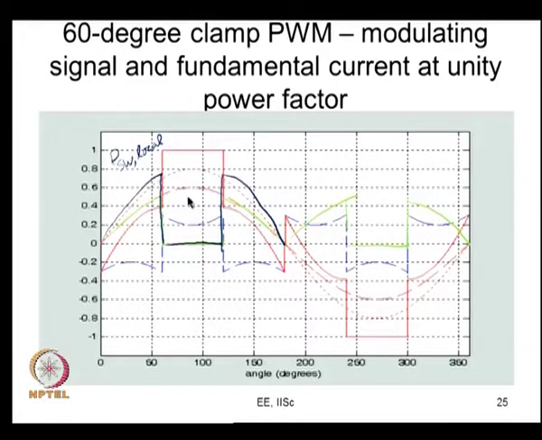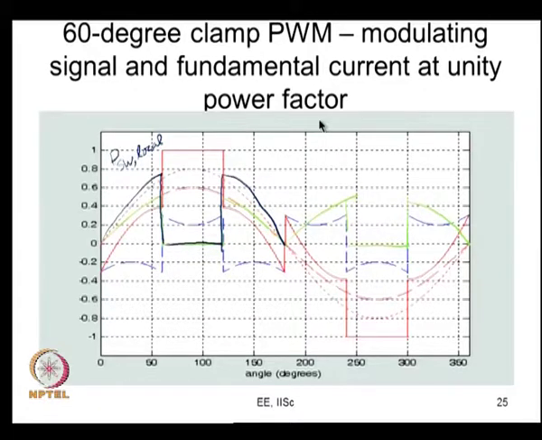If you are having unity power factor load, the current also has its peak whenever the voltage has its peak. So, the best thing you want to do is to clamp the phase around the peak of the current, which is the same as clamping the phase around the peak of the voltage, and that is precisely what you are doing. So, 60 degree clamp PWM is the ideal answer to reducing switching loss when your load is at unity power factor.